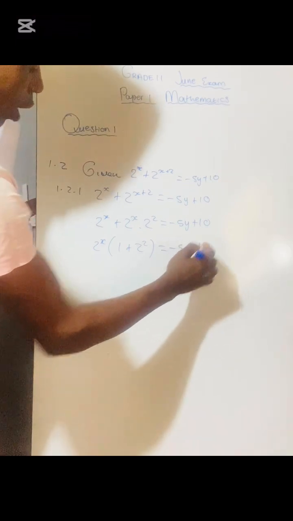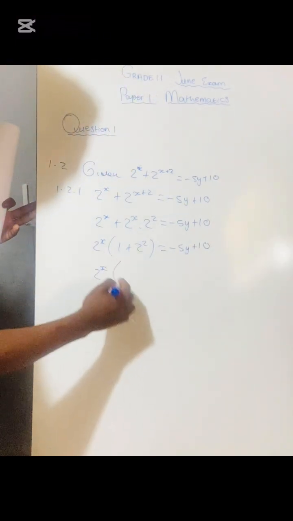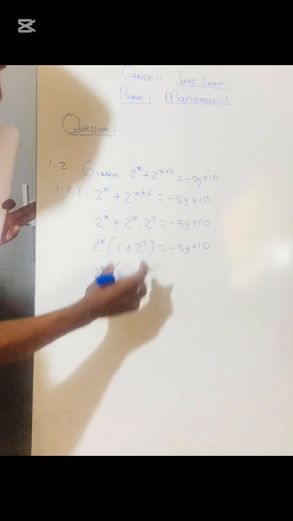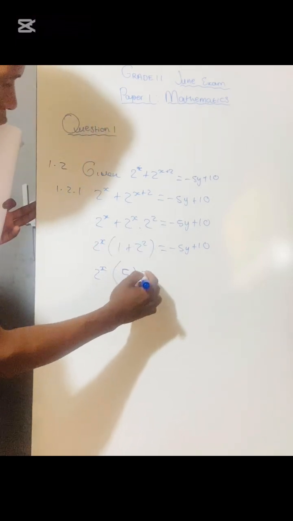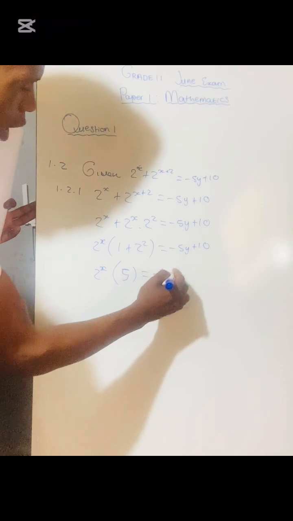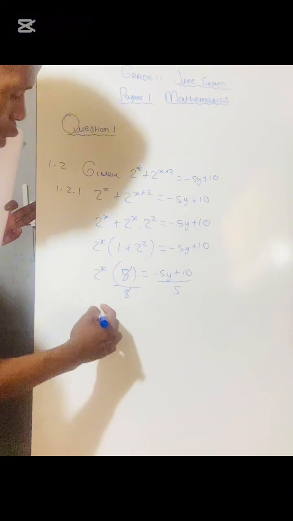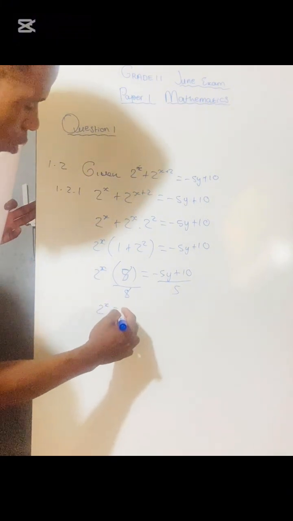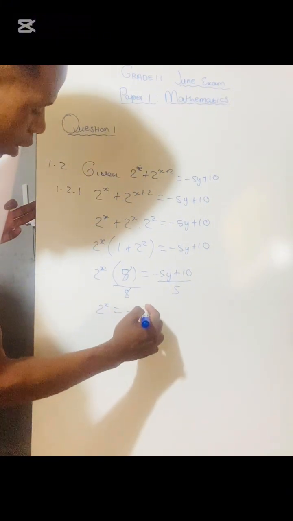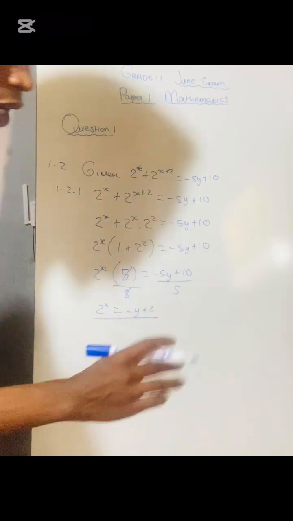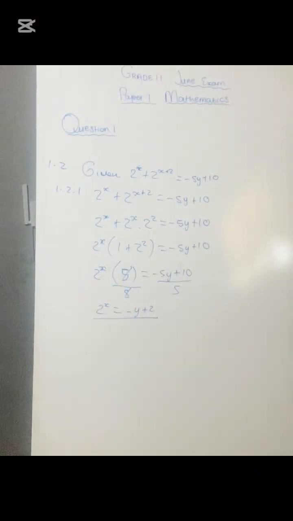Then what will happen from there? Now, as you simplify the brackets, you are going to have 5 equals negative 5y plus 10. Now you divide by 5 both sides. As you divide by 5, you're going to have 2 to the power of x equals negative y plus 2. So this is how you get this question, my people. It's not too much difficult, but this is how you get that question. Then we are going to move on to the other questions, which is now they want you to solve for y.